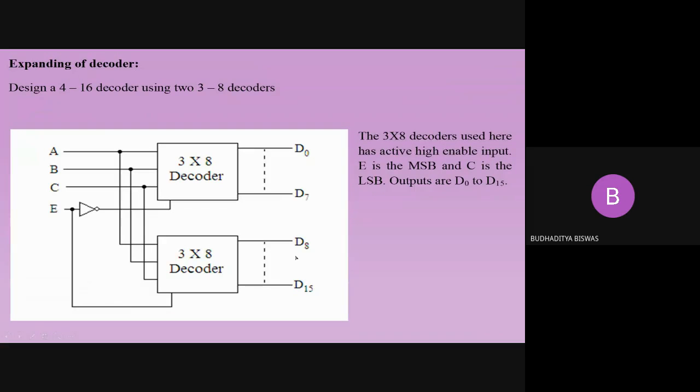Yeah, that is called the enable input. Let me clarify why the enable input is required. Because without the enable input, you can still implement a decoder. But why is the enable input required?